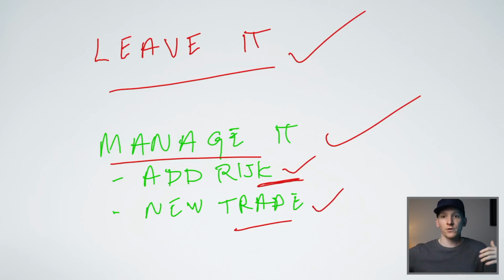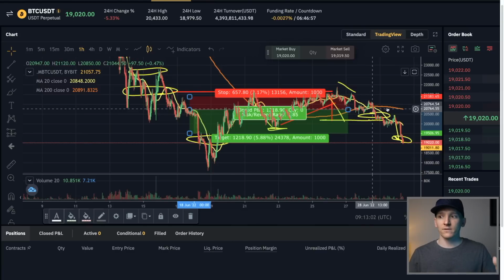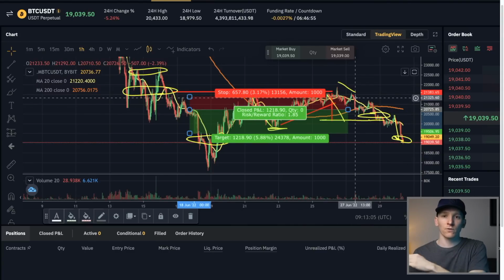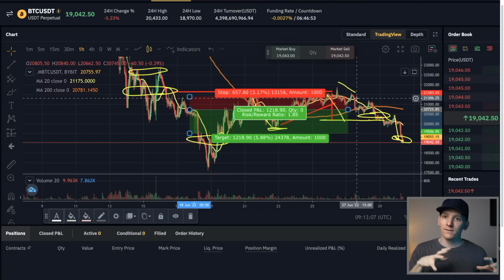And if you're confident that you're in a good trade and you read the market correctly, you can now add size to those positions whilst decreasing your stop loss, to add size but de-risk your first position at the same time.